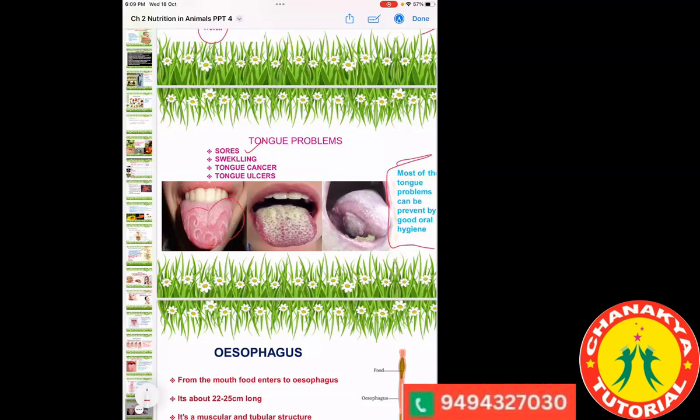It is given in this picture. Then, swackling. Swackling is basically when we do not clean the tongue, a layer will be formed on the tongue, which causes the taste buds to depress.